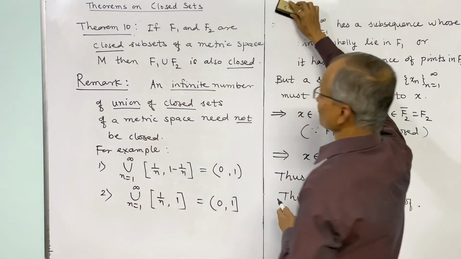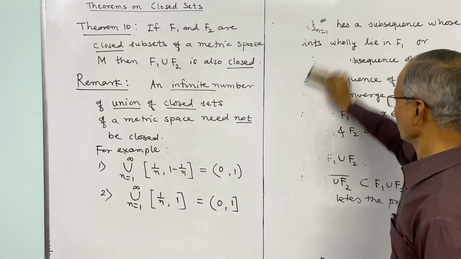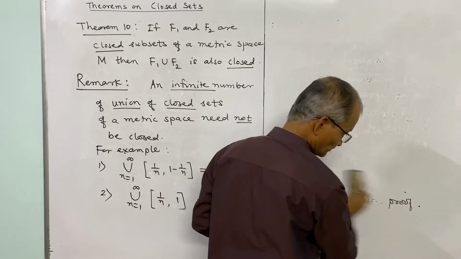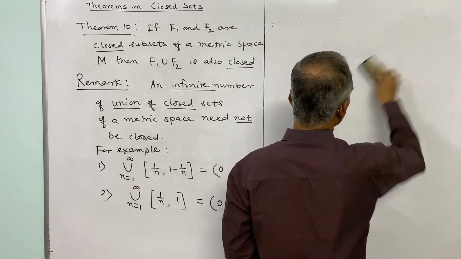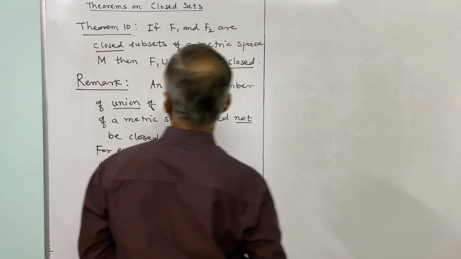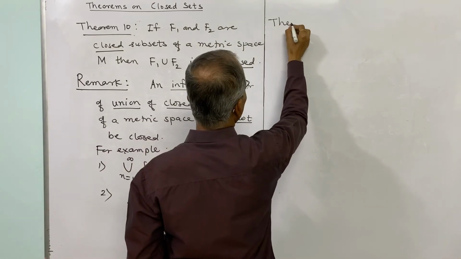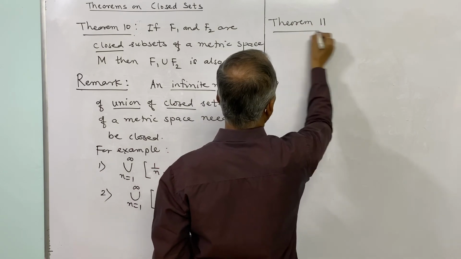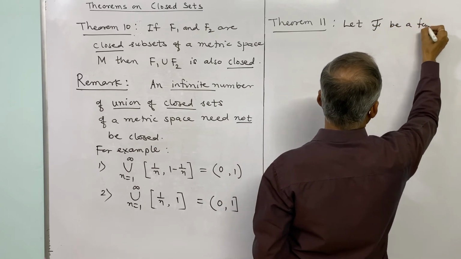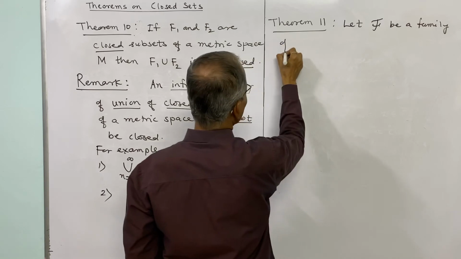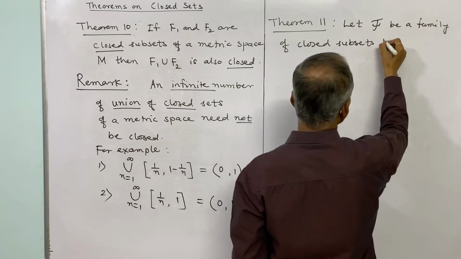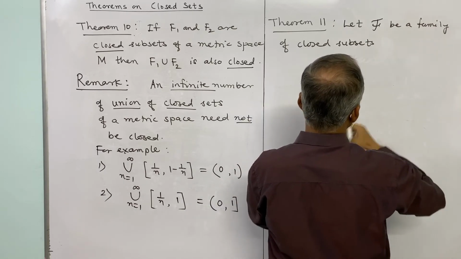And one more result we shall prove, and that is theorem number 11. So I shall write that theorem statement here. Let F be a family of closed subsets of a metric space.